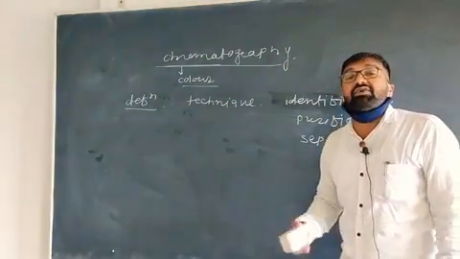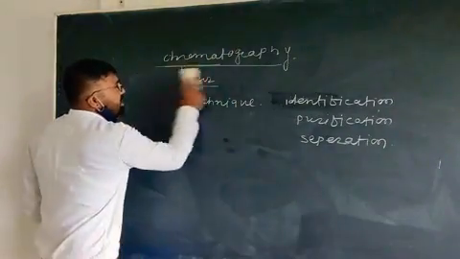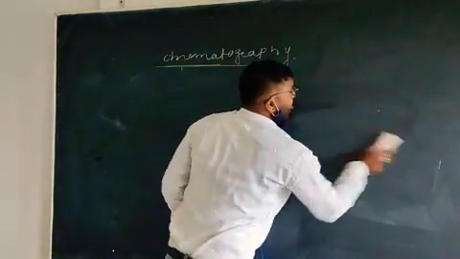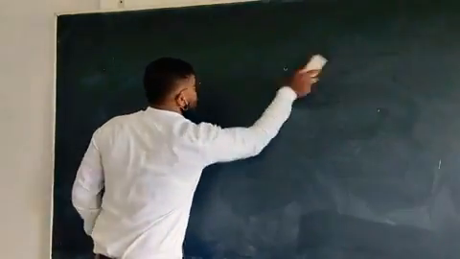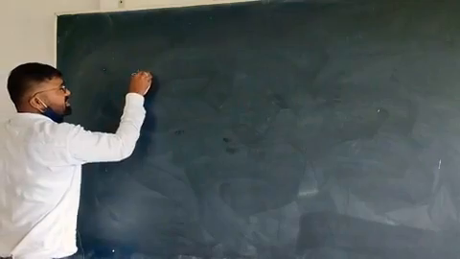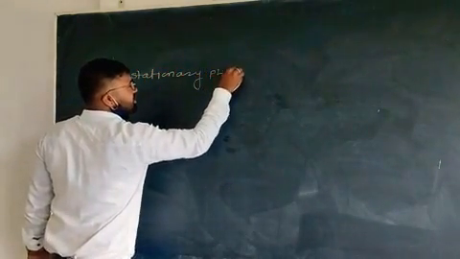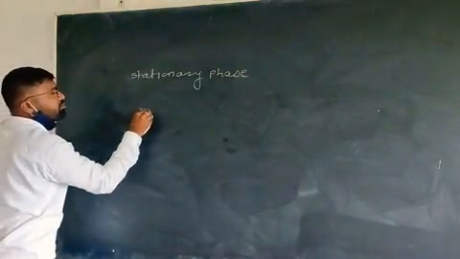In the definition, there is a word: two phases. Which are these two phases? In chromatography, in any chromatographic technique, two phases are used. These two phases are named: one is the stationary phase and the second one is the mobile phase.